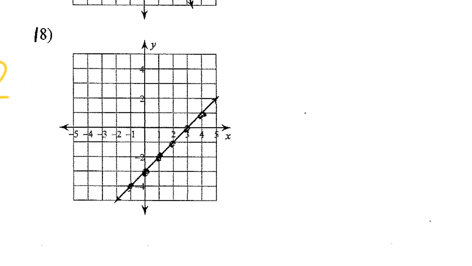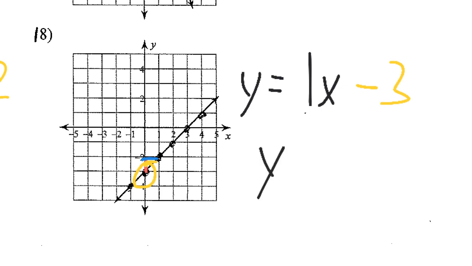Final one. Y equals, I can pick any 2 points, doesn't matter which 2. So it looks like I rise 1 and I run 1. Well, 1 divided by 1 is just 1. And that line is positive because it's going up from left to right. So 1x plus my y-intercept, which is negative 3 or minus 3. A simpler way to write this would be y equals x minus 3. For now, both of the answers are acceptable.